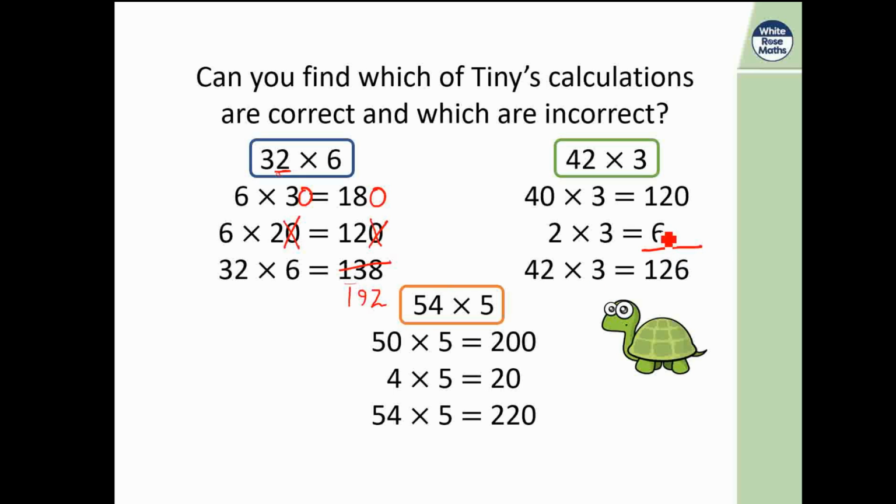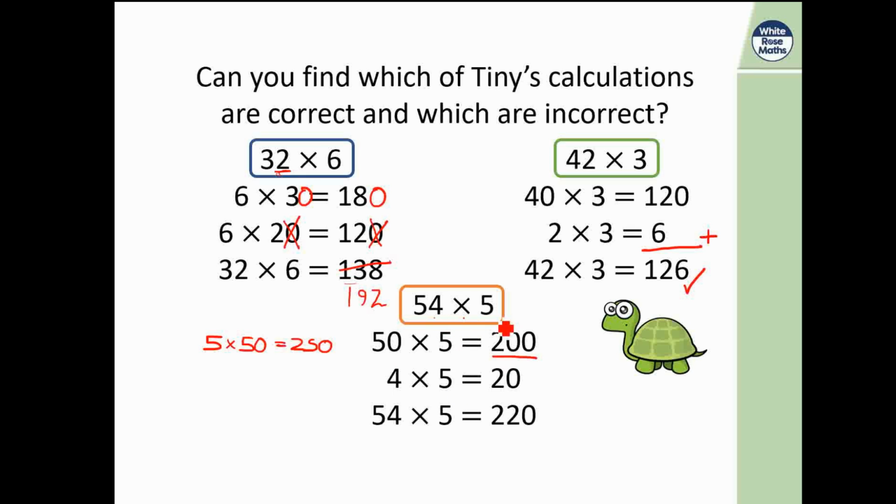Okay, is this correct? 50 times 5 equals 200. Is that correct? Anyway, 4 times 5 equals 20. 54 times 5 equals then 220. Let's have a look here first. So, yeah, this is the correct method. He has to times it by 50. But what is 5 times 5? Right, 25. So 50 times 5 would be 250, not 200. So his answer is wrong here.